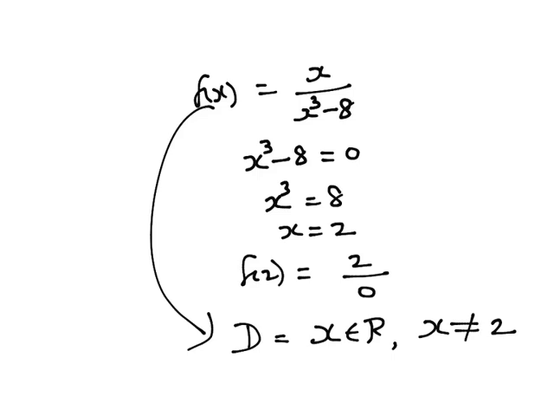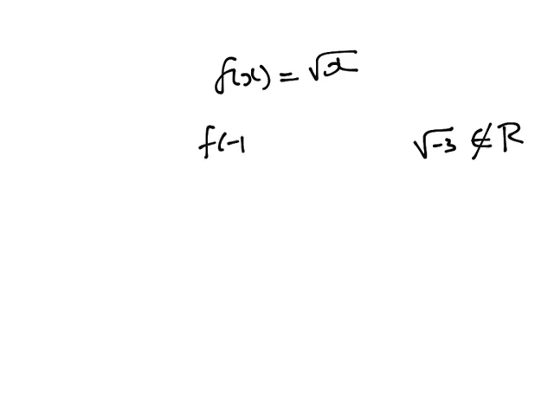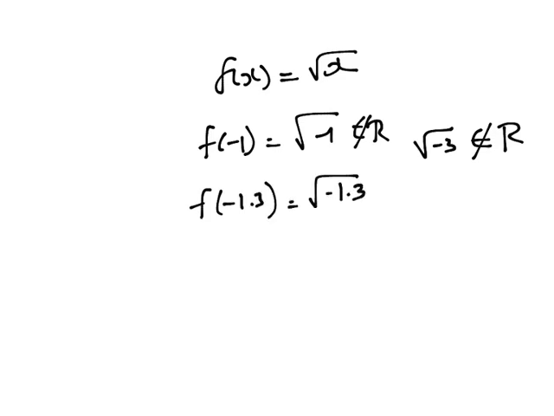Let us take the square root function. Let me take f of x equal to root x. We know that the square root of any negative number is unreal. For example, the square root of minus 3 is not a real number. You cannot find a square root of a negative number. So f of minus 1, for example, root of minus 1 is not a real number. That means minus 1 is not part of the domain. Let me find f of minus 1.3. Again, root of minus 1.3 is not a real number. That means minus 1.3 is not part of the domain.